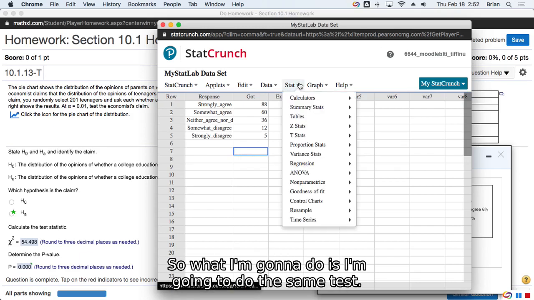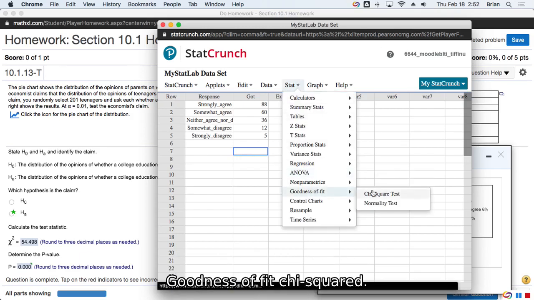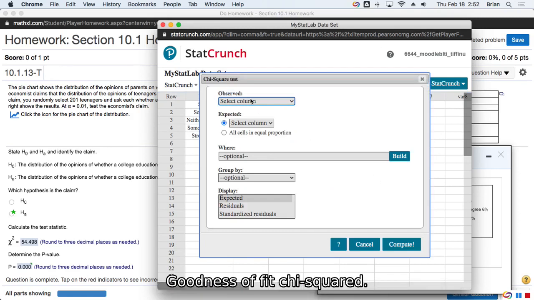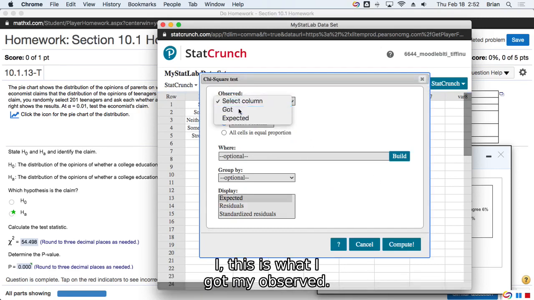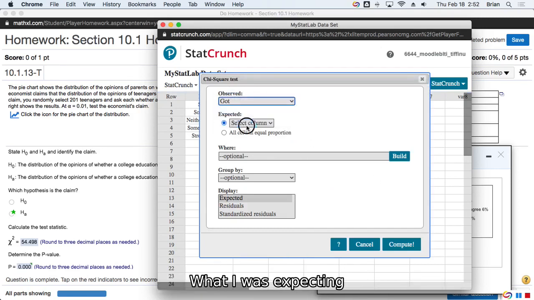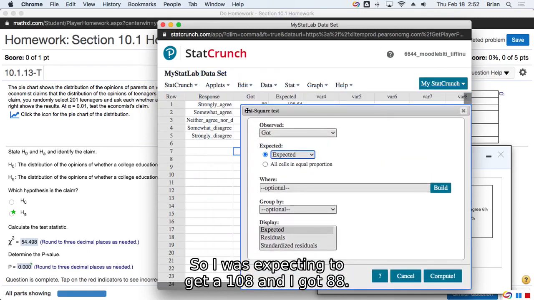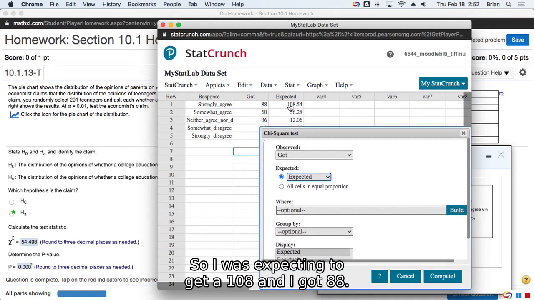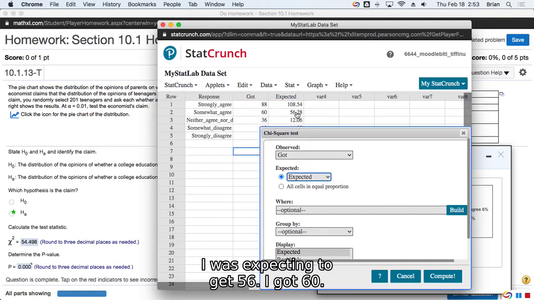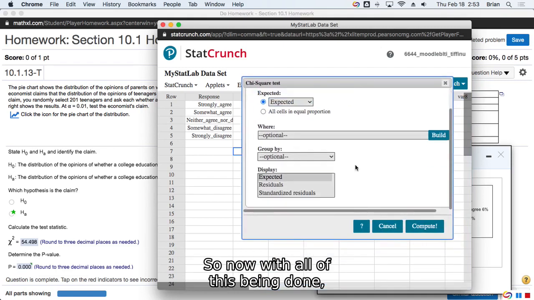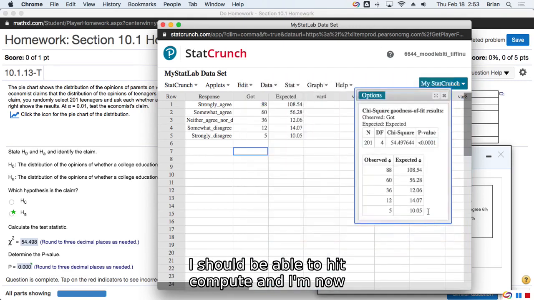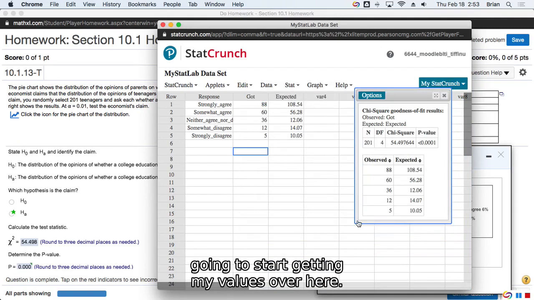So what I'm going to do is the same test: goodness of fit, chi-squared. This is what I got, my observed. What I was expecting was the percentages I just figured out. So I was expecting to get 108, and I got 88. I was expecting to get 56, I got 60. So now with all of this being done, I should be able to hit compute, and I'm now going to start getting my values over here.